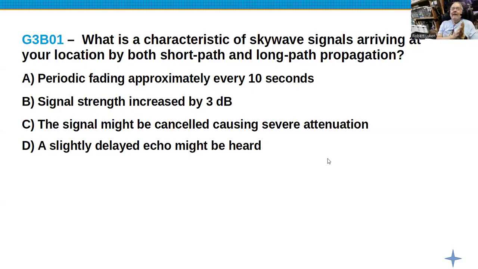Okay, so what is a characteristic of skywave signals arriving at your location by both short path and long path? Gosh, we talked about this, I can hardly remember. Delta. Gee, the echo again.